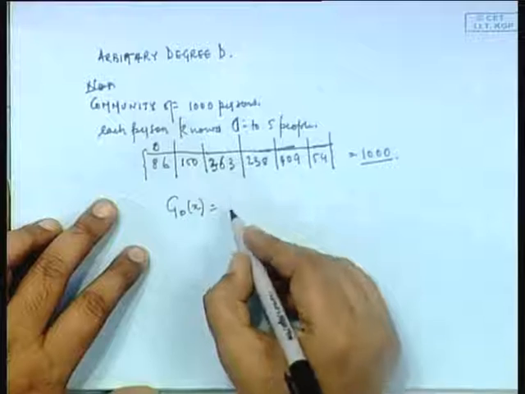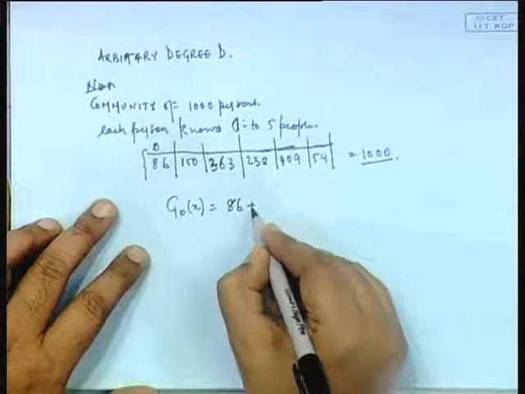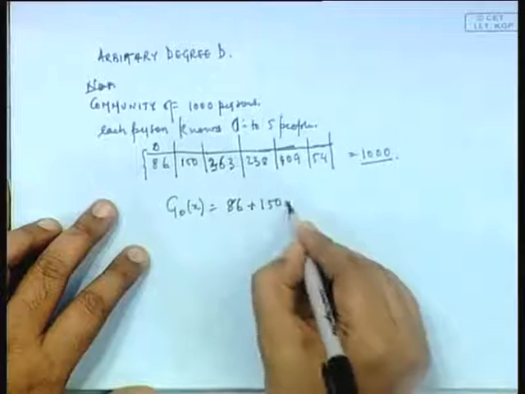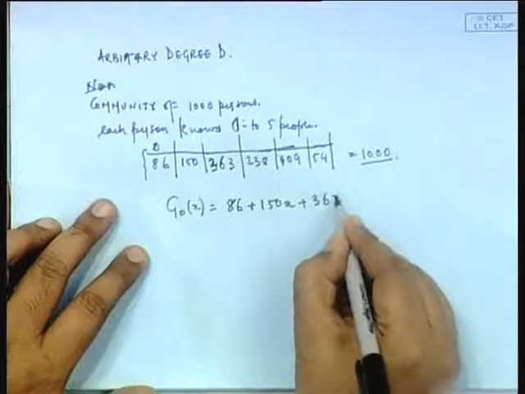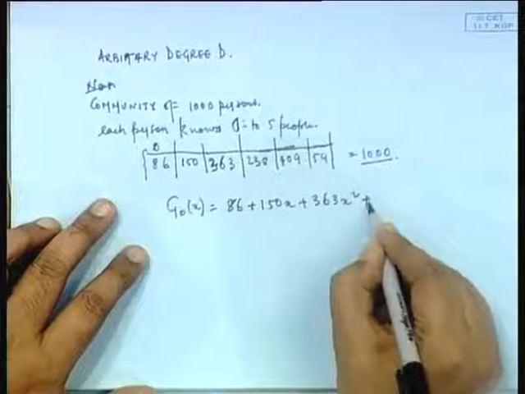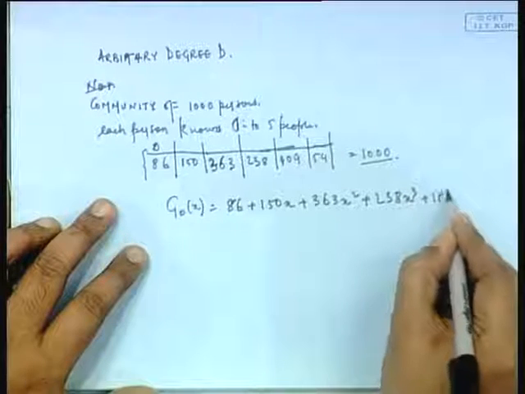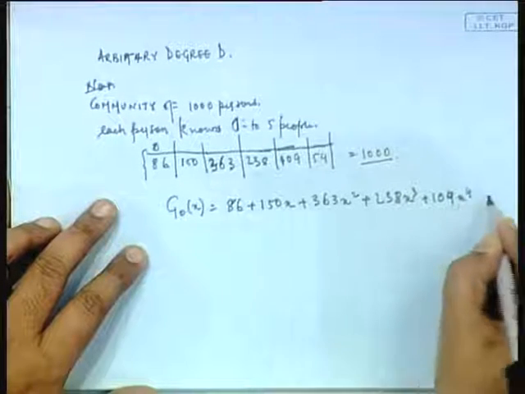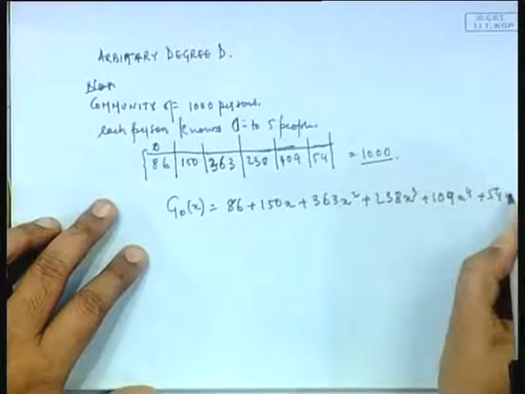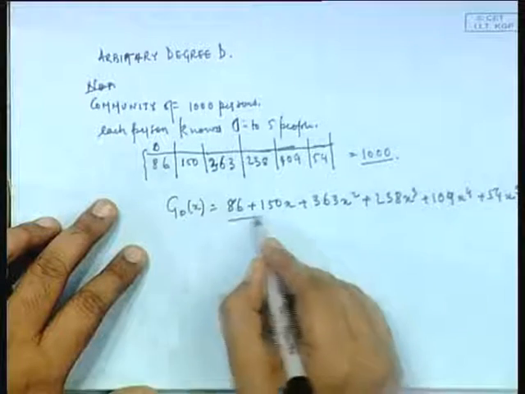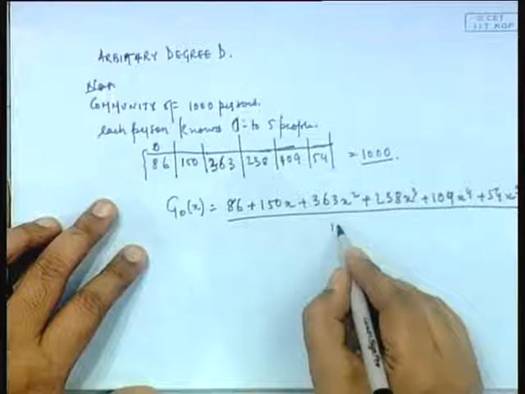So, it will be simple: 86 plus 150x plus 363x squared plus 238x cubed plus 109x^4 plus 54x^5, all divided by 1000.